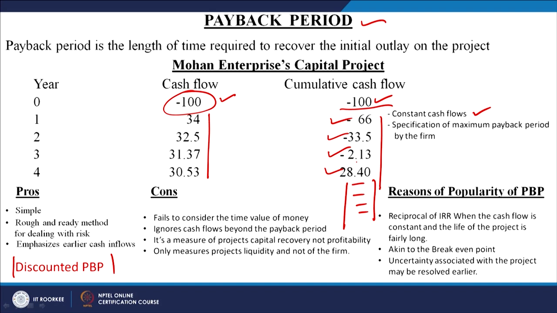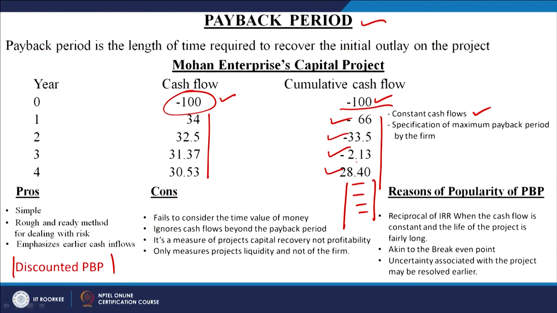And the fourth one is that it only measures the project's liquidity and not of the firm. Means it is only concerned with the one project, not with the firm as a whole. How it will contribute towards the liquidity of the firm, the overall cash flows of the firm, it is not going to give you that kind of information, because it is not focusing upon the whole life cash inflows, right. It is only focusing upon that limited number of years of cash inflows, which are going to help us to find out the recovery period, right.